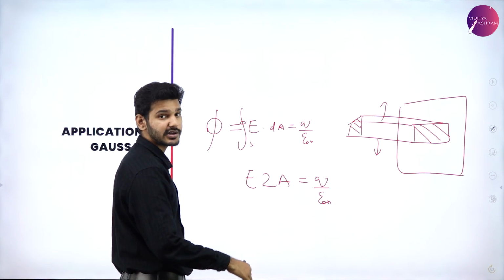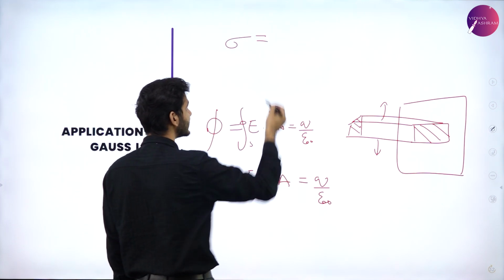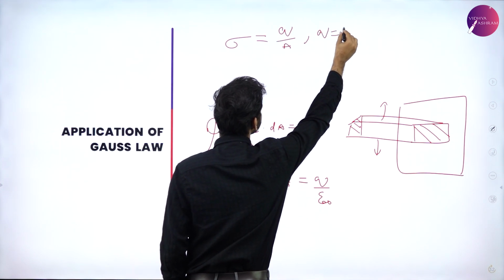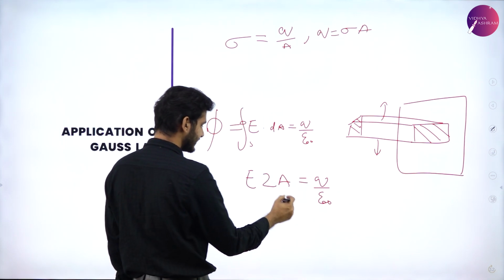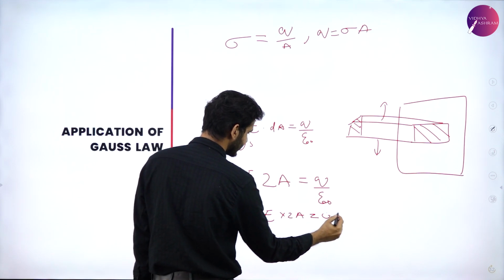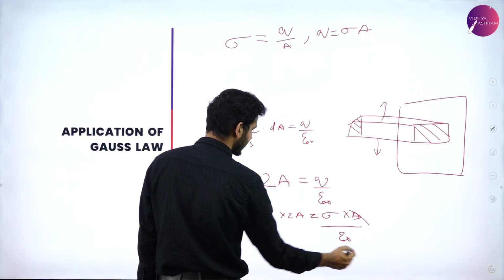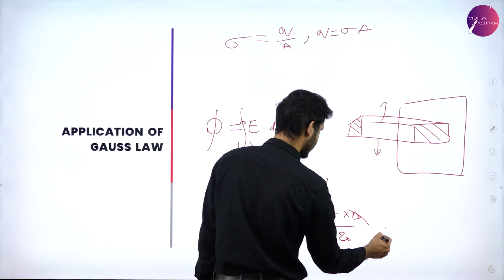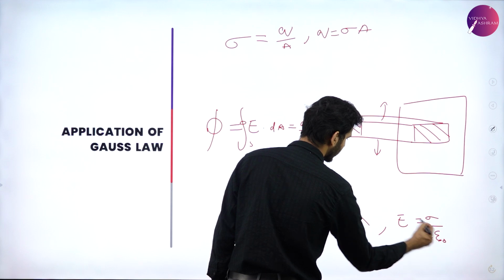And we knew that the perpendicular components cancelled each other out. And we knew that surface charge density was Q by A, or simply Q is equal to sigma times A. So we rewrote this Q as E into 2A was equal to sigma times A divided by epsilon naught. The areas cancelled each other out and the 2 came downstairs, and then we can actually write it as E is equal to sigma by 2 epsilon naught.